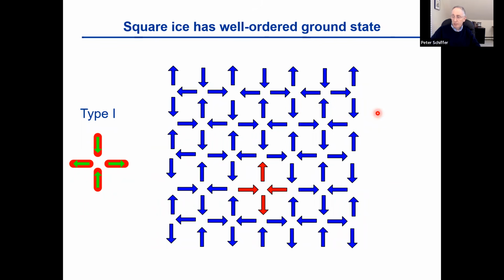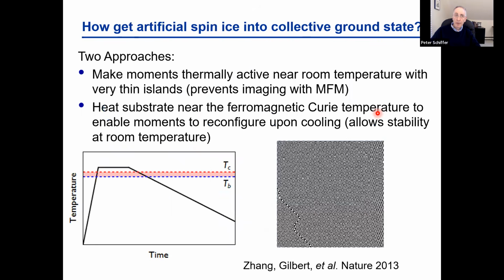And that's sort of nice from a simple model system standpoint, although it may be a little boring from a physics standpoint. It turns out it was actually quite difficult to get it into that collective ground state. It took the people working in the field several years to do it. There were two approaches that turned out to be effective in the end.